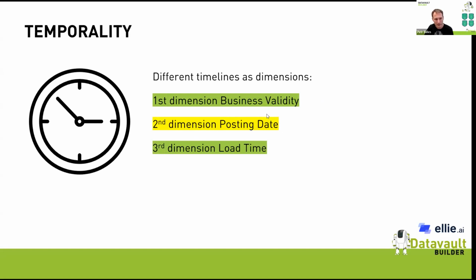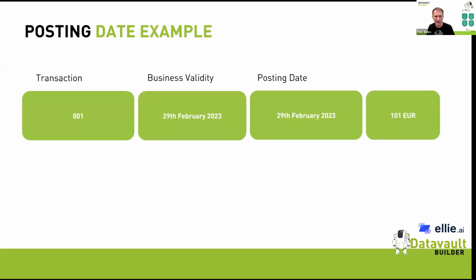So let's have a look at this posting date issue, because usually if you would address this manually, you would need to create your own ETL flows or SQL logic to process this kind of data. So what is the example that we will look at? We have a transaction. By chance, it's transaction 001 that has a business validity of the 29th February 2023, which for sure didn't exist if I look at it. But it was posted as well on the same day with an amount of 101 euros. And this was posted end of the day, and this was the reality.